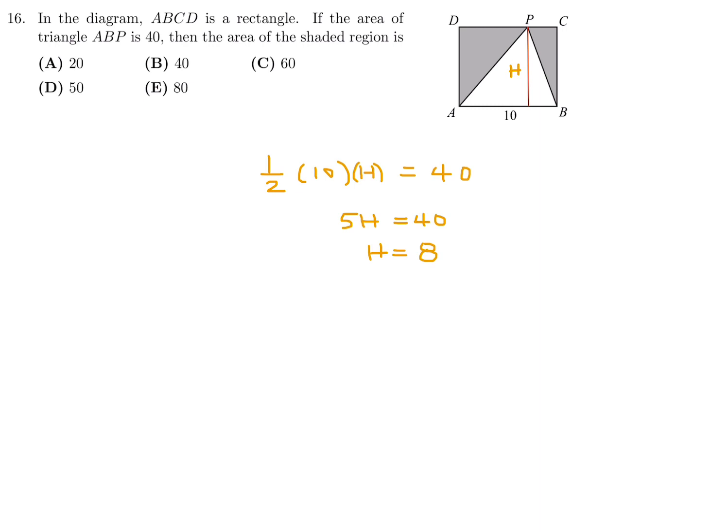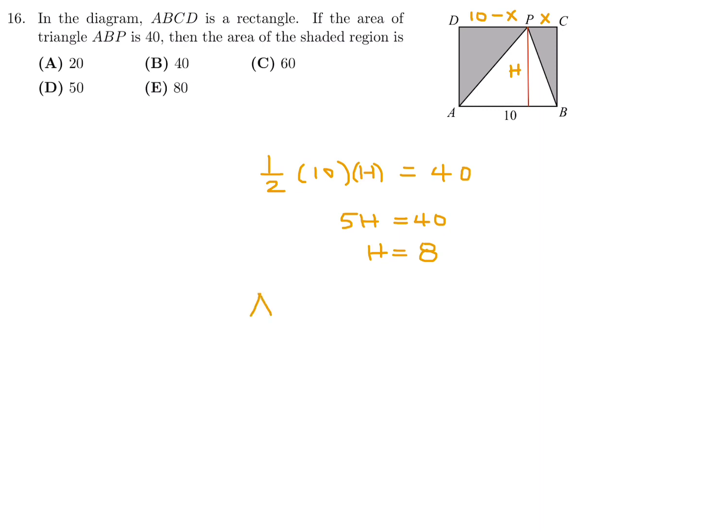Okay, great. So now the area of the shaded region, a couple of ways. The first way is the easy way, just by recognizing that the shaded region is really just half of the total area. But even if you didn't figure that out, we can easily just do it with x and 10 minus x as the lengths of that and that.